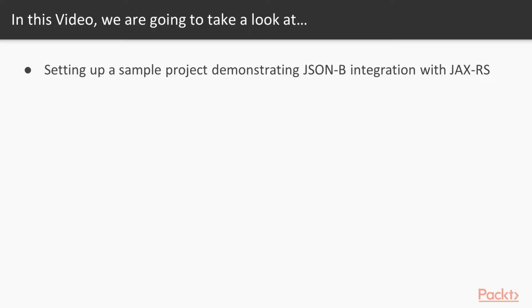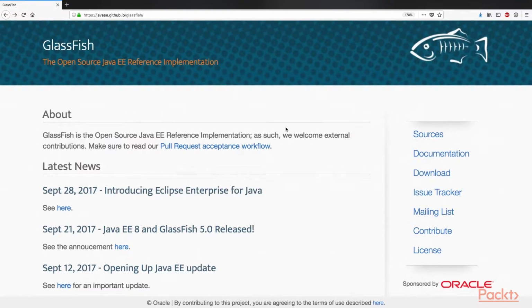In this video, we are going to take a look at setting up a sample project demonstrating JSON-B integration with JAX-RS. Let's get started. First thing we are going to do is download Glassfish 5 application server, which is currently the only application server implementing Java Enterprise Edition 8.